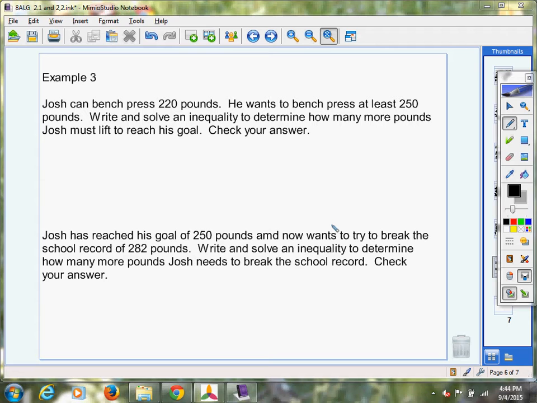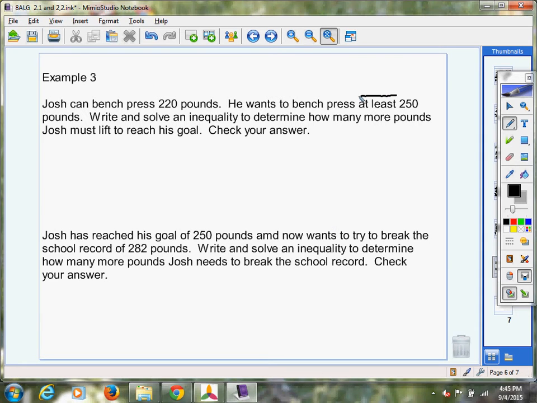Okay, so here's our scenario. Josh can bench press 220 pounds. He wants to bench press at least 250 pounds. Write and solve an inequality to determine how many more pounds Josh must lift to reach his goal. And then we're going to check our answer. So the first sentence tells you what he can do right now. Now, is he really close to his goal? No, he's about 30 pounds shy of it, isn't he? He's at 220 pounds, and he wants to get to 250 pounds, at least.